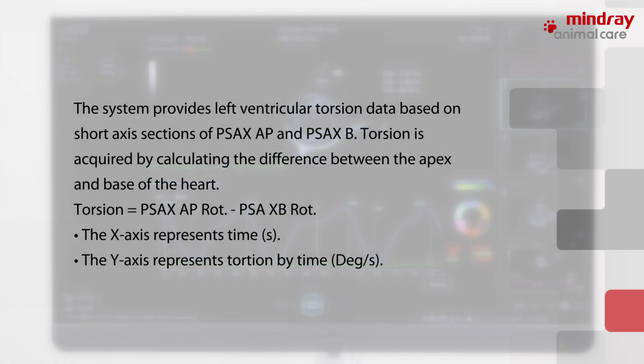The system provides left ventricular torsion data based on short axis sections of the short axis view of apex and short axis view of mitral valve. Torsion is acquired by calculating the difference between the apex and base of the heart. Torsion equals the rotation of the apex section minus the rotation of the mitral valve section.